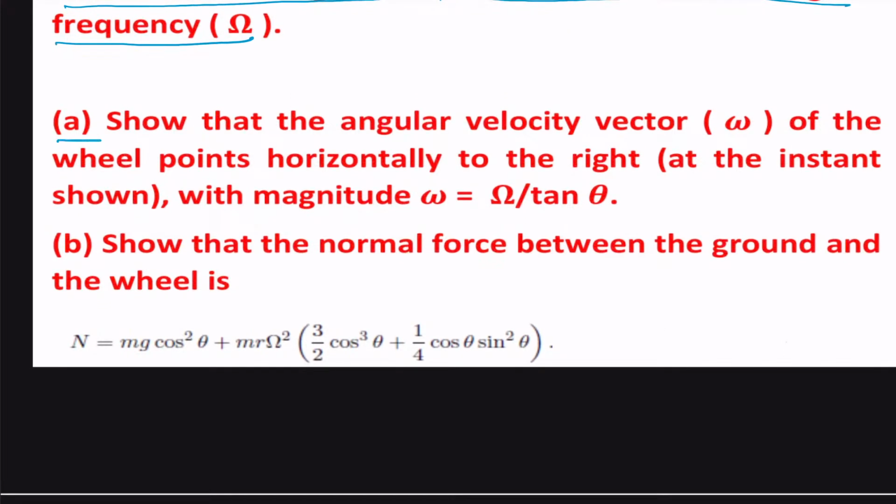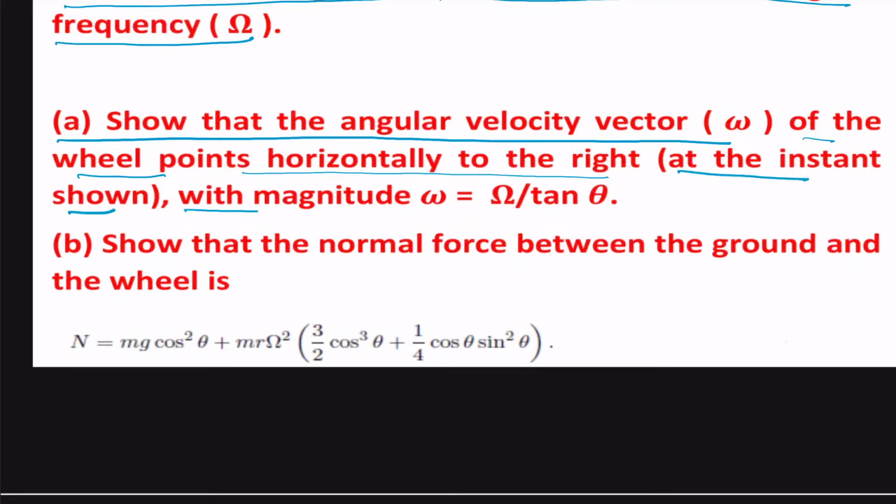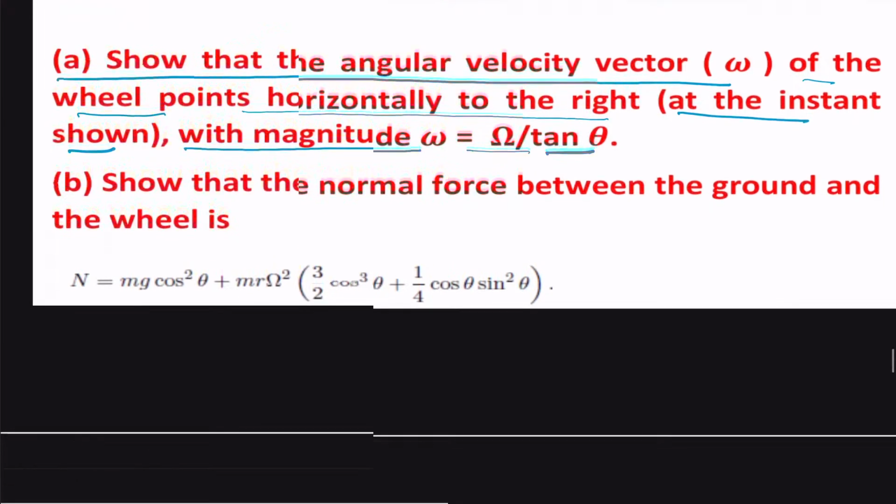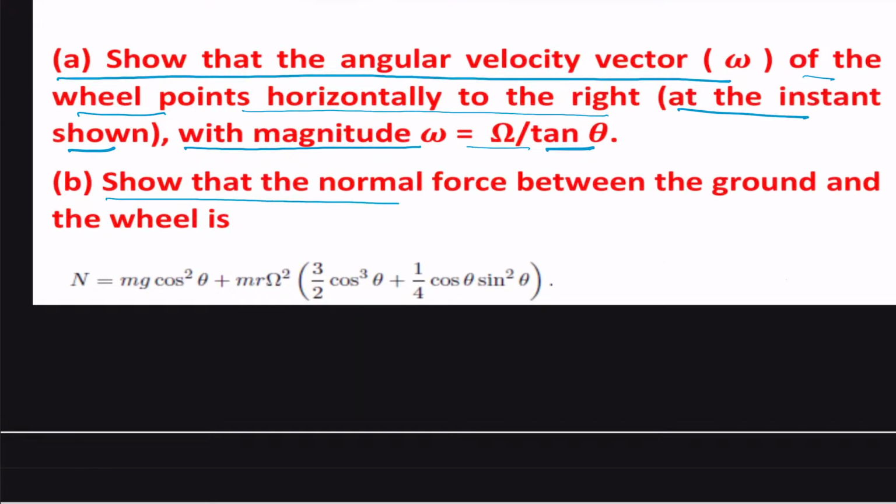So in this case we have two parts, A and B. Part A states: show that the angular velocity omega of the wheel points horizontally to the right at the instant shown, with the magnitude omega equal to capital omega upon tan theta. And part B: show that the normal force between the ground and the wheel is represented by this particular equation. This particular question looks a little bit tricky, but it is very convenient to solve.